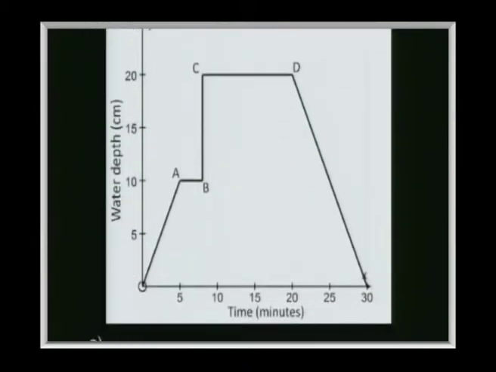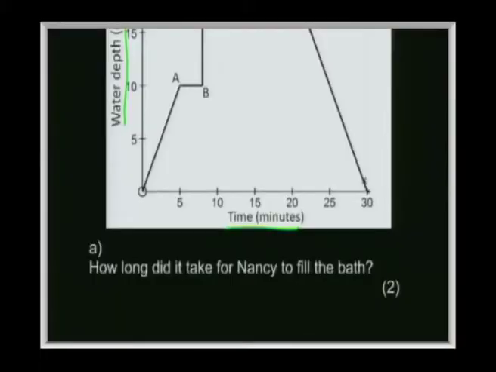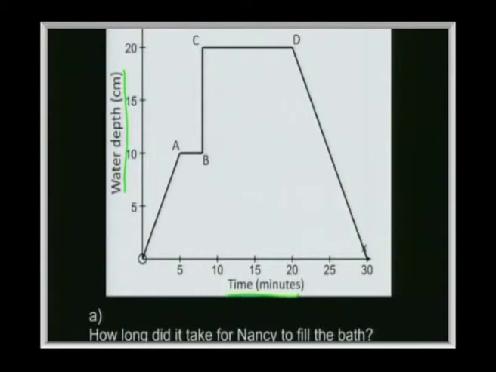Now let's have a look at this graph carefully. On our vertical axis, we've got water depth. So you know what this means. When you fill up the bath, the water gets deeper and deeper as the bath fills up. And when you pull out the plug, the water will get more and more shallow as the water goes out. And then over here on our bottom axis, we've got the time in minutes. So we can tell exactly how long it took for Nancy to fill the bath up, for her to sit in the bath, and for the plug to be pulled and the bath to be emptied.